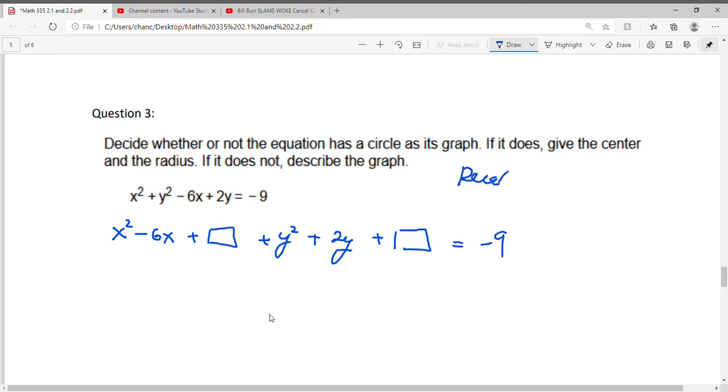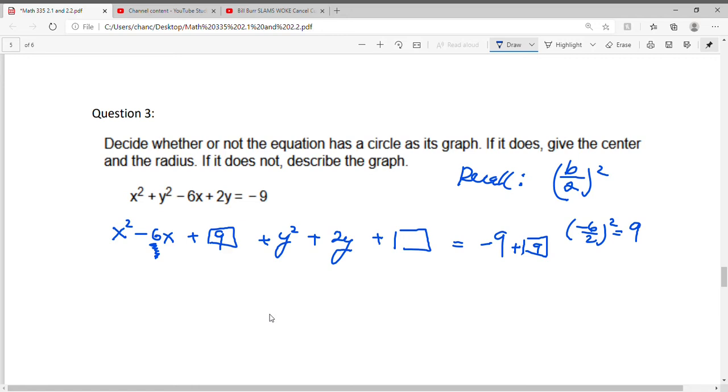Recall the formula for completing the square is (b divided by 2) squared. Now in this case we have negative 6. Negative 6 divided by 2, squared, is equal to positive 9. I need to add 9 on the left, and since we add 9 on the left, we have to add the 9 on the right to keep the equation balanced.